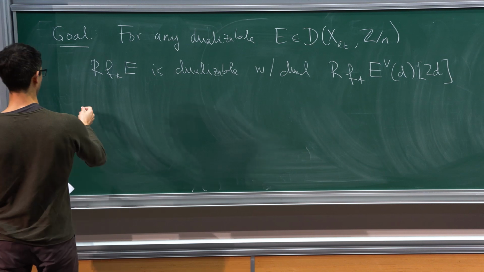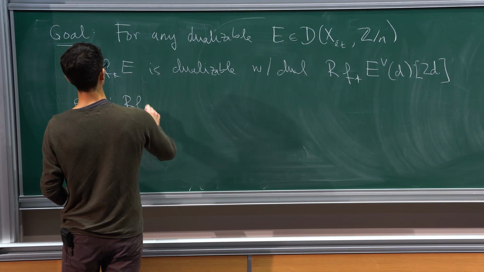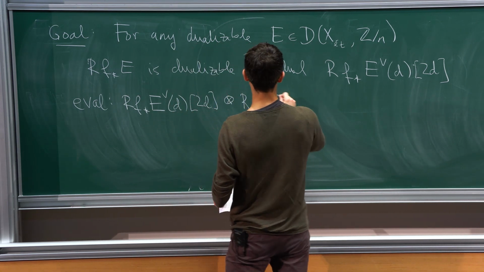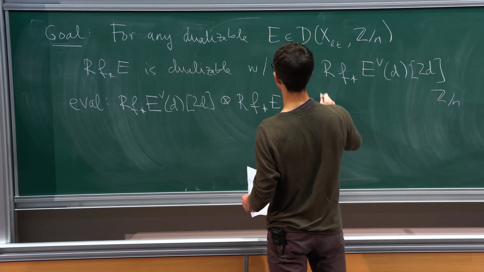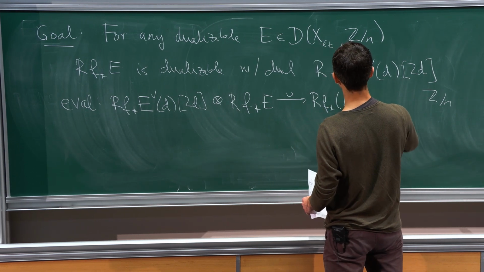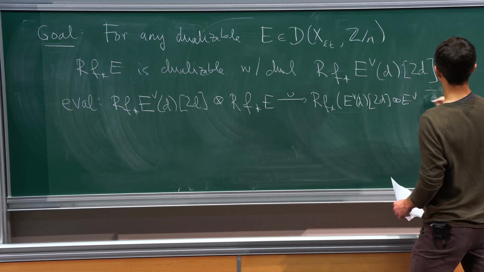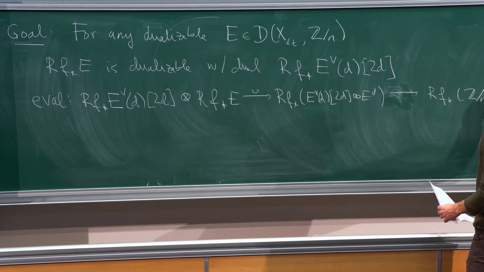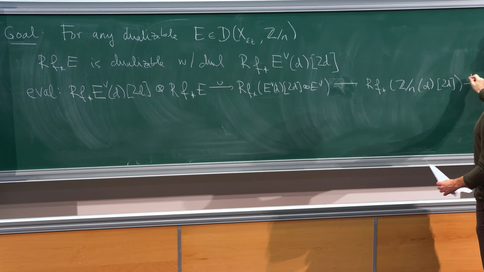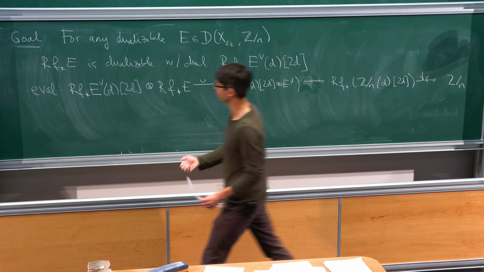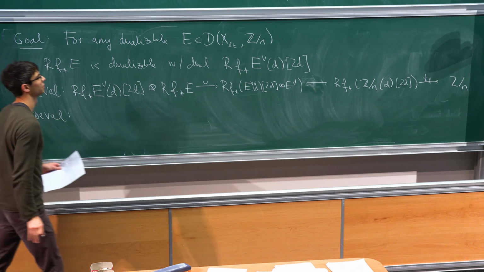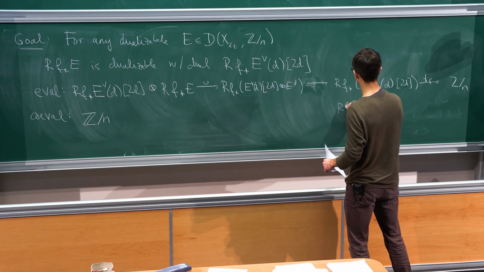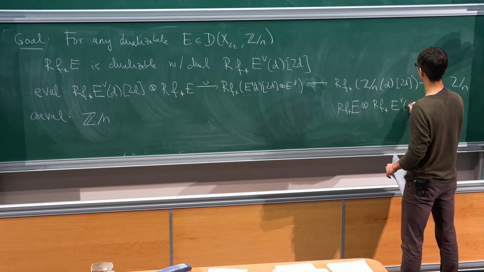The evaluation map I basically told you already. So we want a map from here to Z mod n. But for this, we can just take the cup product and then take the evaluation for just these complexes. And finally, I use the trace. The co-evaluation is maybe a bit more tricky. So we want a map that goes from Z mod n to E tensor the push forward of E dual, shifted by 2d.